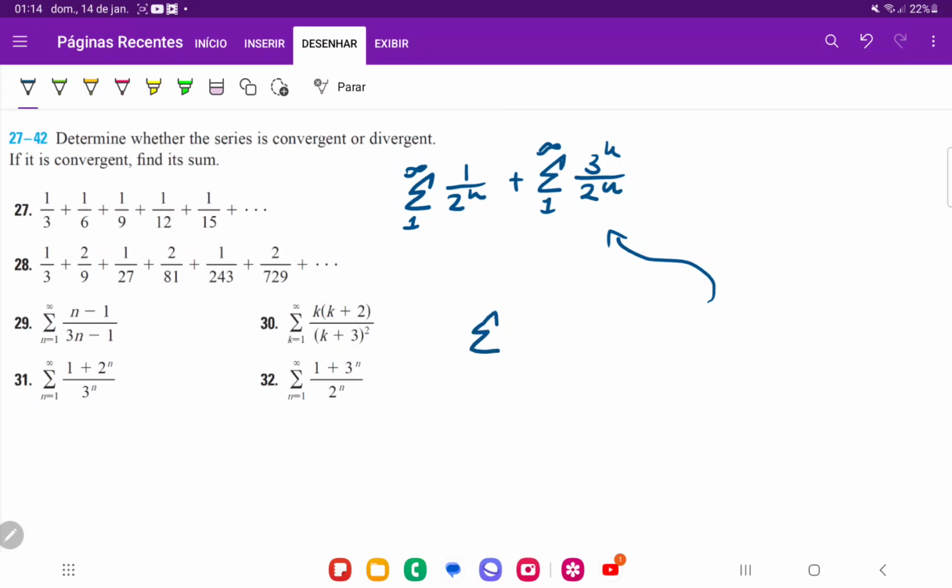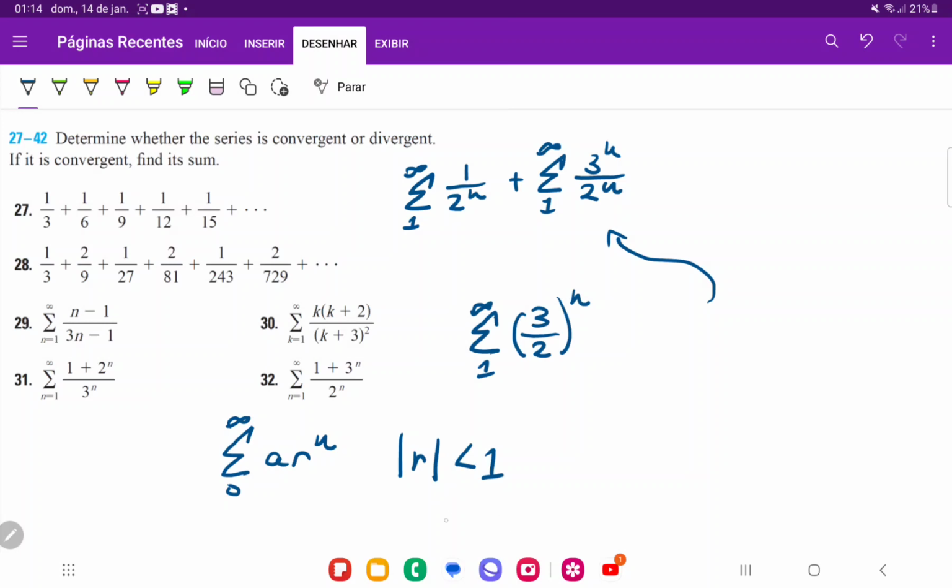So this one here goes from 1 to infinity, and 3 to the power of n over 2 to the power of n can be rewritten like this. Now, a geometric series of the form the sum from 0 to infinity of a r to the power of n is only convergent if the absolute value of the ratio, so the thing that is being raised, is less than 1.